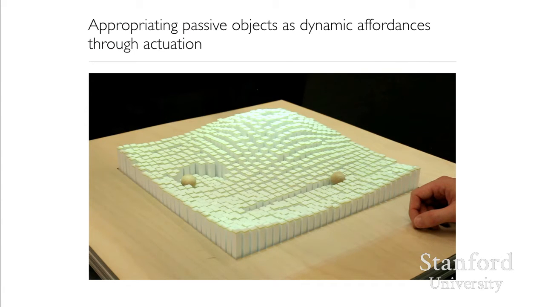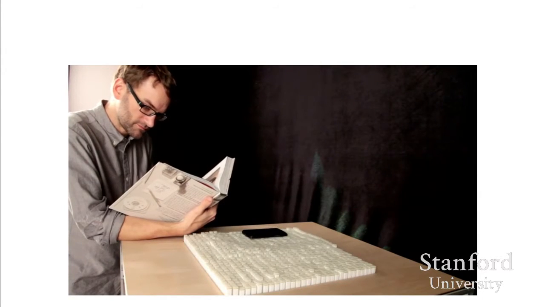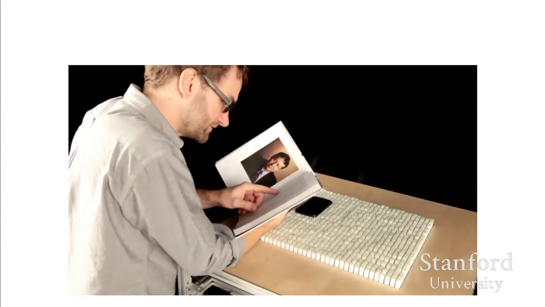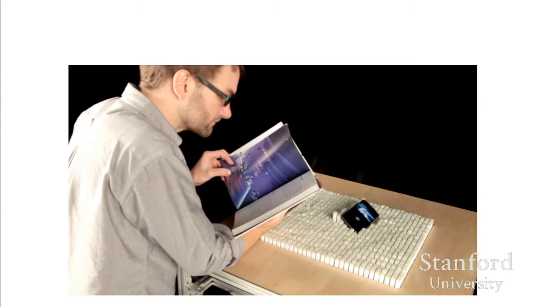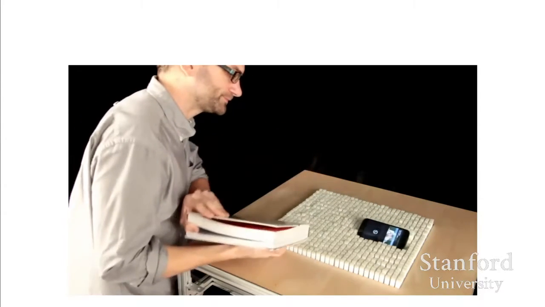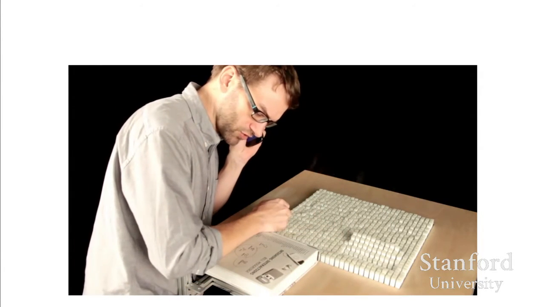And so the idea is not only to use the shape display to display these dynamic affordances directly, but we can also appropriate passive objects as well. And that means that we can do things like move objects around the table. So for example, if someone receives a phone call, but they're not looking at it, then you could move the phone to them. So this is a little fun example.